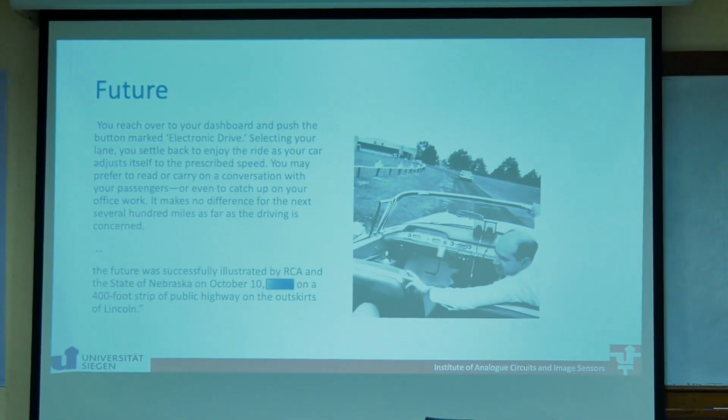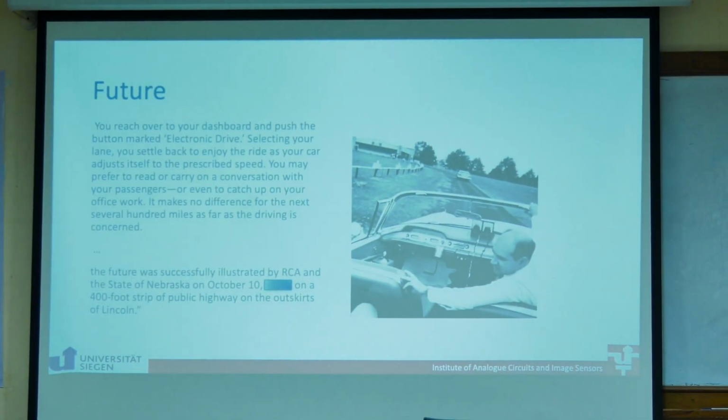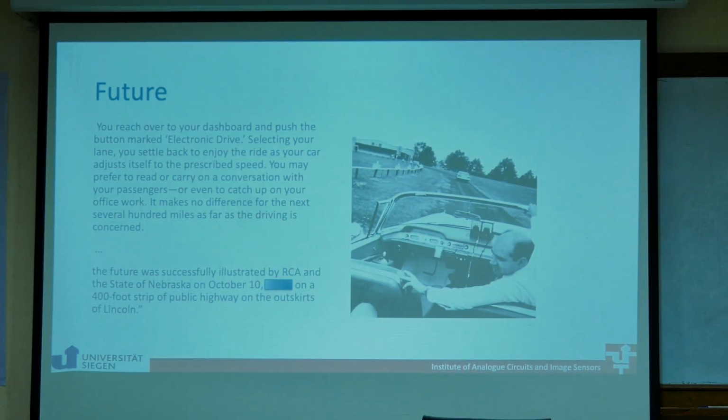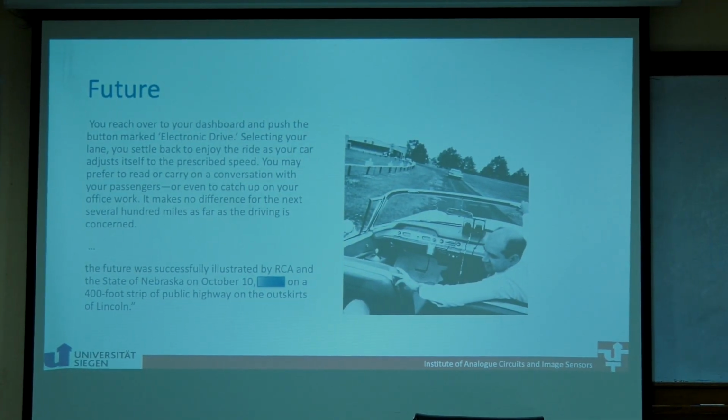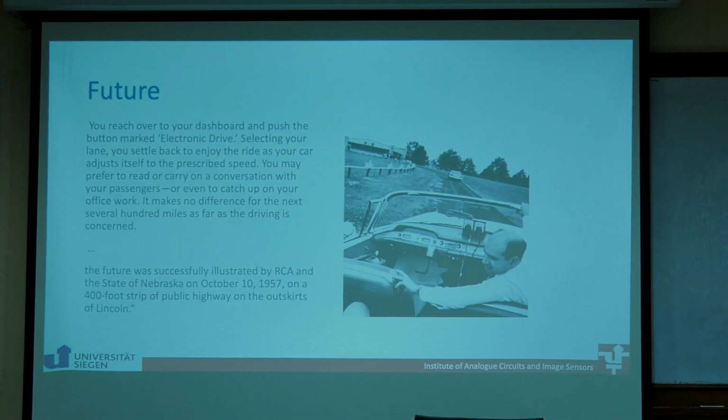All of a sudden it went straight into the 1900s, right? Black and white. Color TV is not there. And the car was demonstrated. So in 1957, we already had self-driven cars, or at least the concept car was shown.